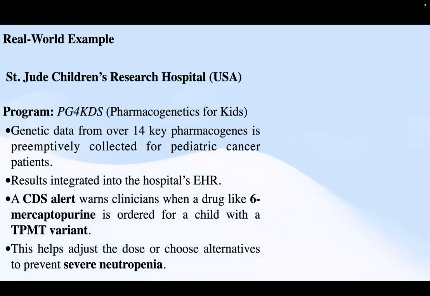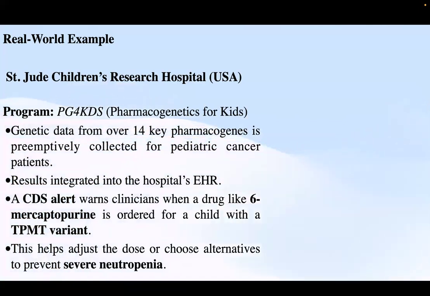St. Jude Children's Research Hospital in the United States has a program called PG4KDS, that is pharmacogenomics for kids. Okay, so pharmacogenetics for kids, the program itself has a name. Genetic data from over 14 key pharmacogenes is prospectively collected for pediatric cancer patients. So this is the study that was being performed, and the program was launched in the United States hospital.